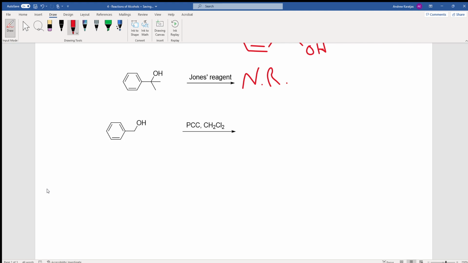Now, as opposed to Jones reagent, where Jones reagent gives us different products based on whether we're starting with a primary or secondary alcohol, PCC, which is a more mild oxidant, doesn't give the full oxidation up to the carboxylic acid. So if we're starting with a primary alcohol, it only gets oxidized a single time, and we end up with the aldehyde as the product.